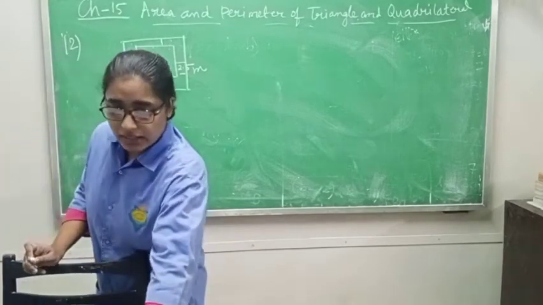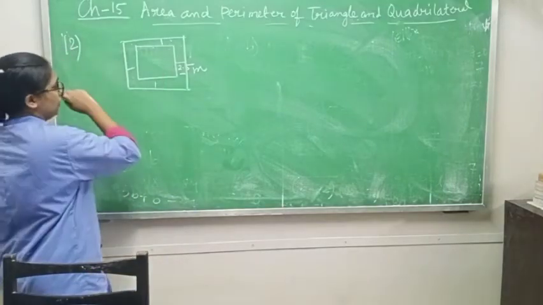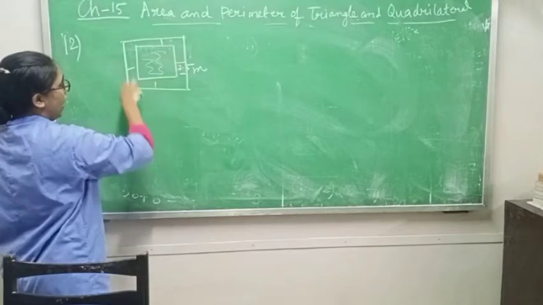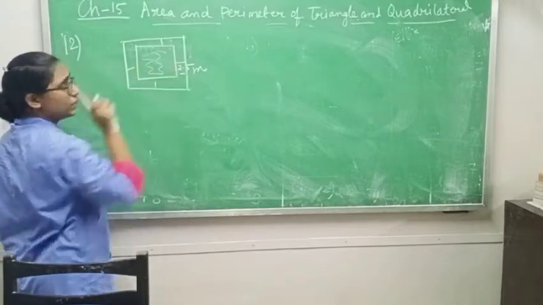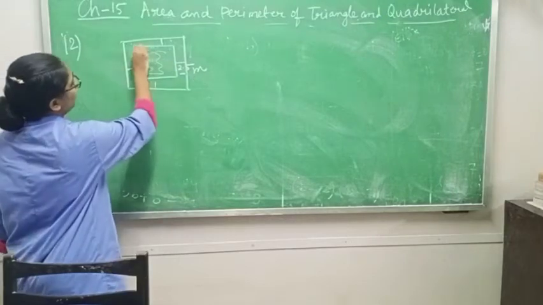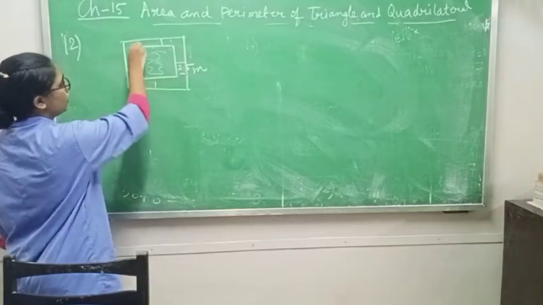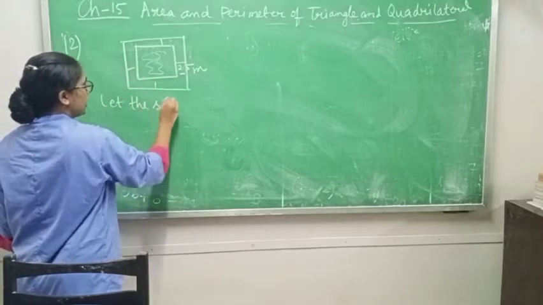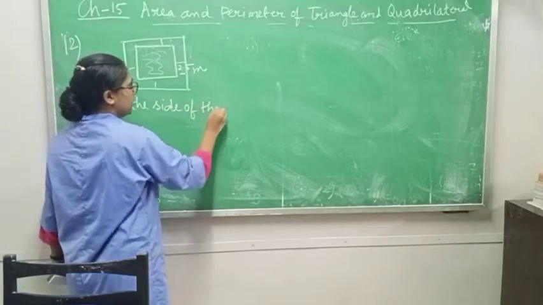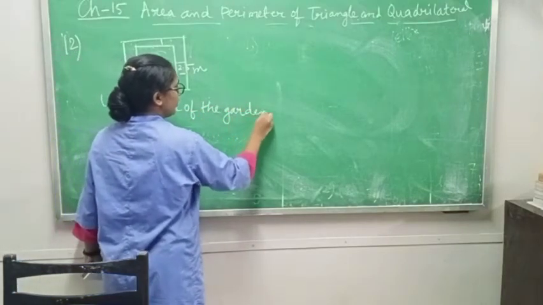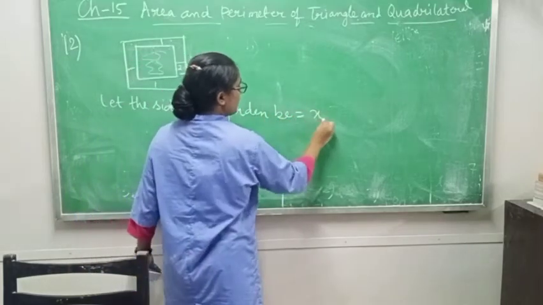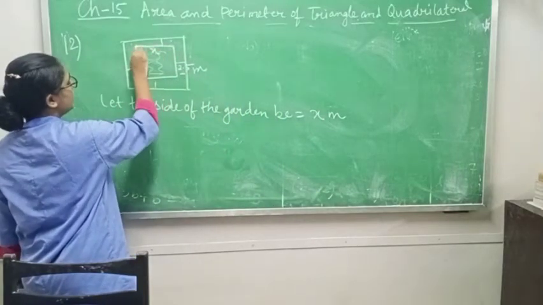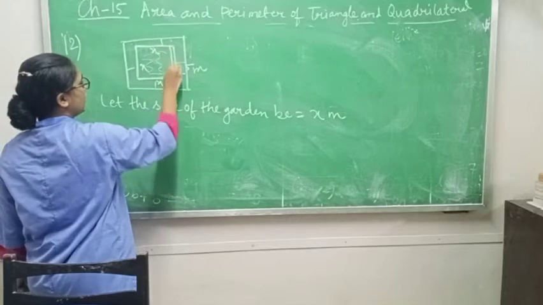Okay, so the area of the garden. Now see class, this is your garden, and outside there is a path which is 2.5 meter wide. But we don't know what is the side of the garden. So what we will do, let the side of the garden be x meter. It means I am taking this side x meter, this is also x, this is also x, and this is also x.